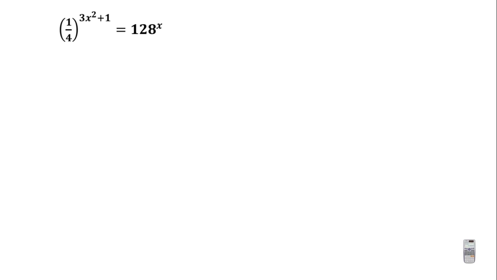Let's consider the question for this video. We have 1 divided by 4 exponent 3x squared plus 1 is equal to 128 exponent x. We learned from the properties of indices that 1 divided by 4 can be written as 4 exponent minus 1. So we have 4 exponent minus 1 multiplying this exponent here.